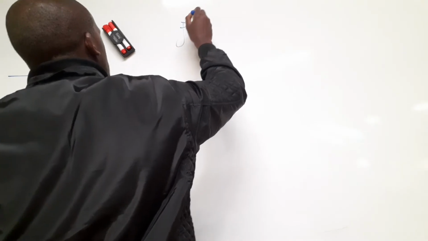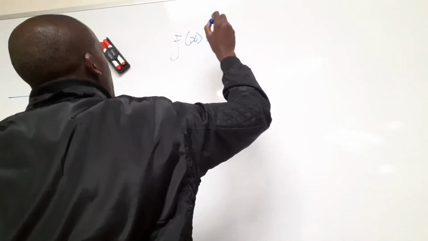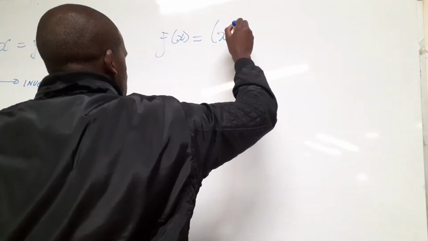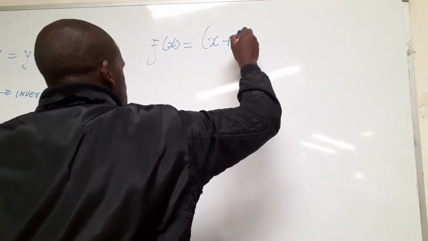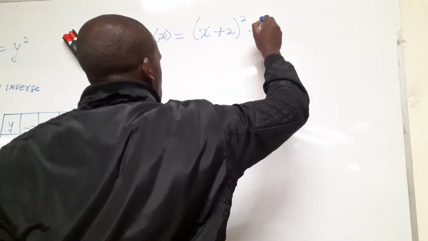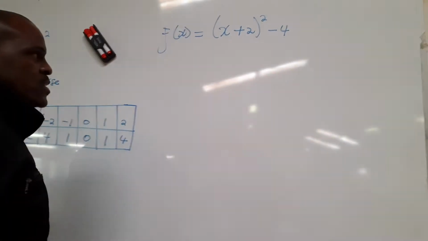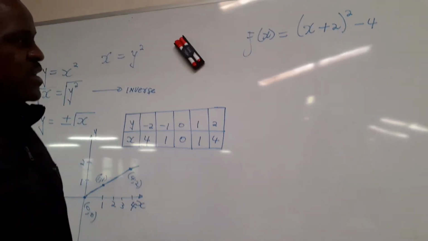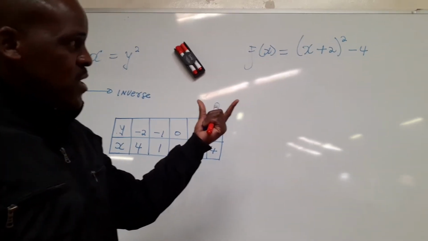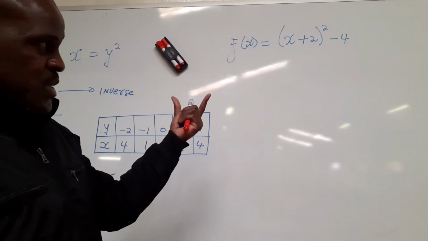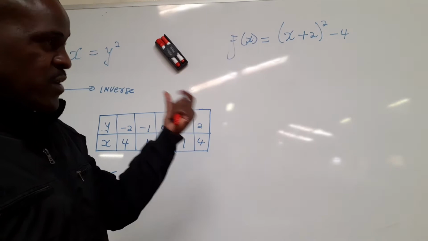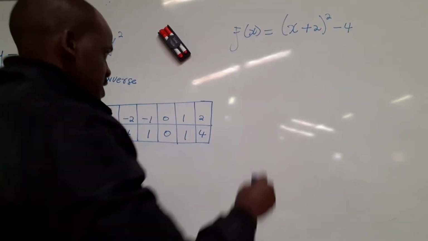And let's say you have this function here: x plus 2 all squared minus 4. Let's say we've got that function there. Right, without solving for x, determine the range and the domain for that function.